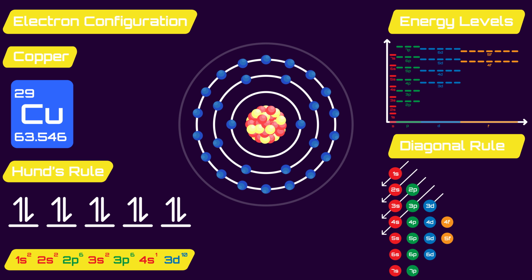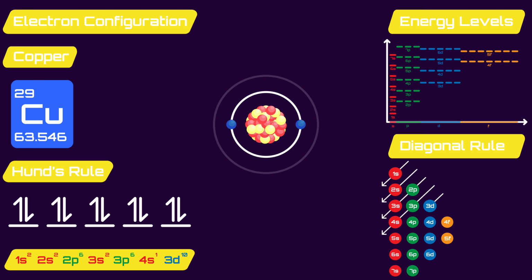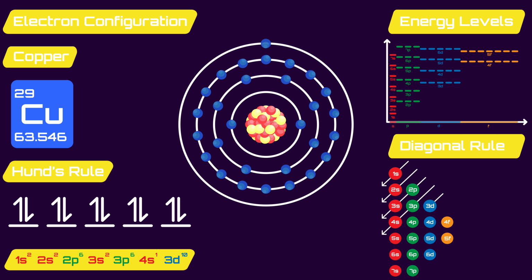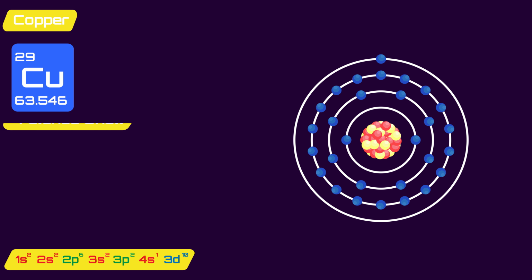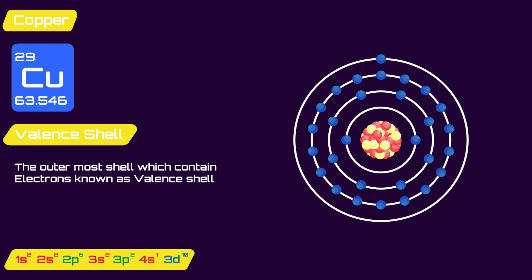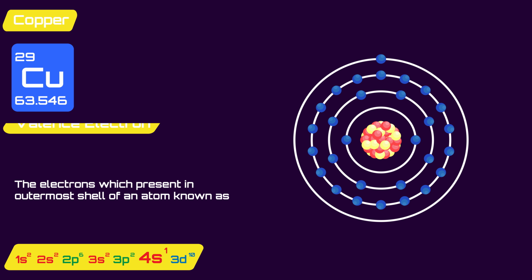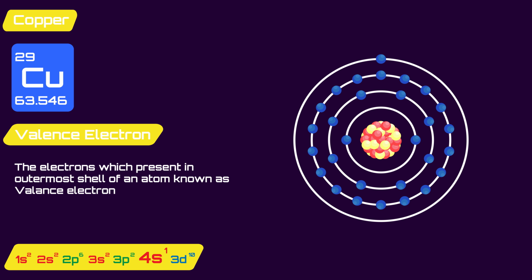And the final electron configuration of copper: 2 electrons stay at the first shell, 8 at the second, 18 at the third, and 1 electron stays at the fourth shell. As we mentioned, the valence shell is the outermost shell that contains electrons. In this example, the valence shell is the fourth one and has 1 electron. The electrons at the valence shell are the valence electrons. In this example, the number of valence electrons is 1.